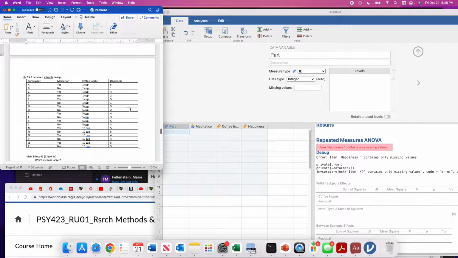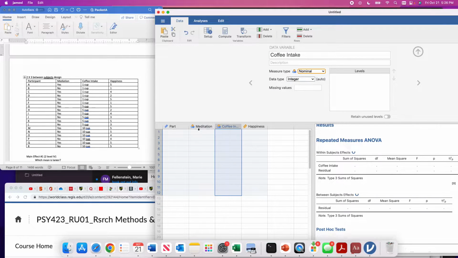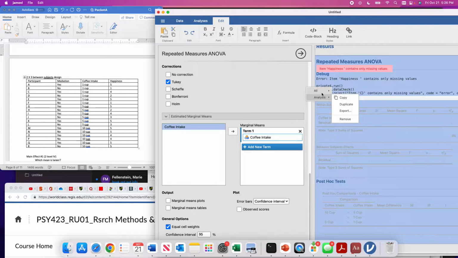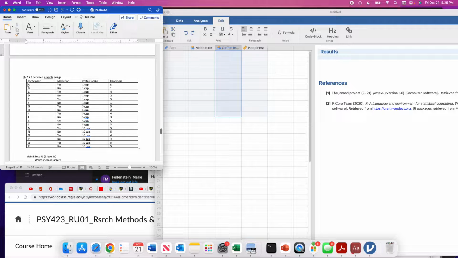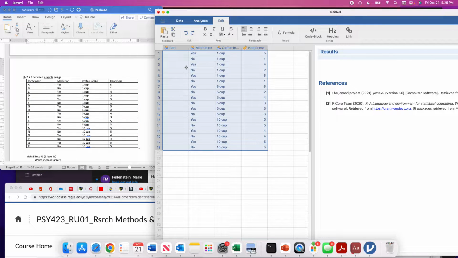All right, so I got the data here. I got my design set up. Let me make sure all the things are labeled correctly. Coffee intake is nominal, meditation is nominal, and so forth. Let me get rid of all my old analyses, and now we're starting with a blank slate. I'm going to copy and paste the data into the file. Boom. One row per participant.